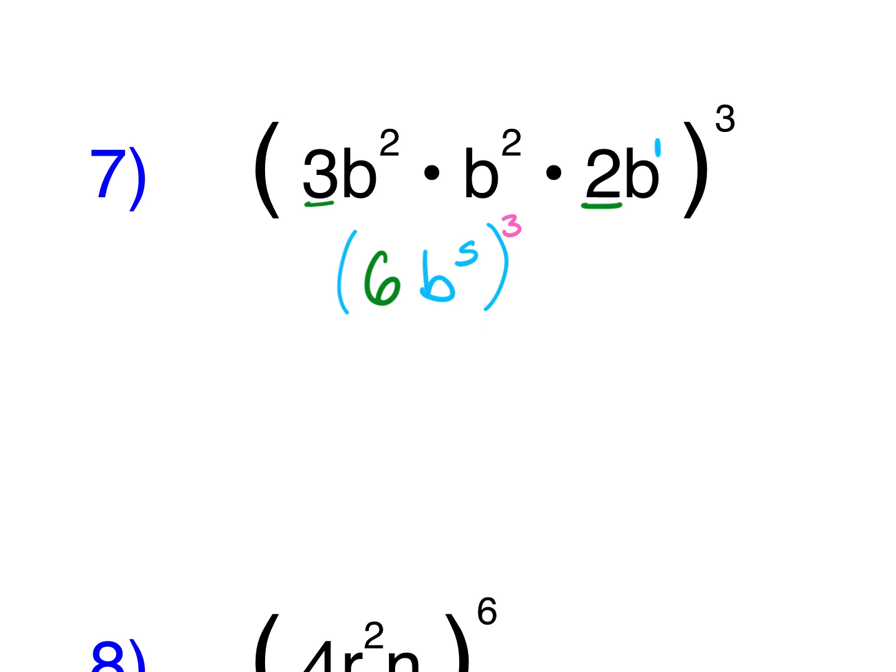What would we do next? Don't forget to distribute it. So we have 6 to the 3rd power and b to the 15th power. Awesome. When we have a power raised to a power, we multiply. But don't forget that the 3rd power goes to both the 6 and the b. Now, what is 6 to the 3rd power?